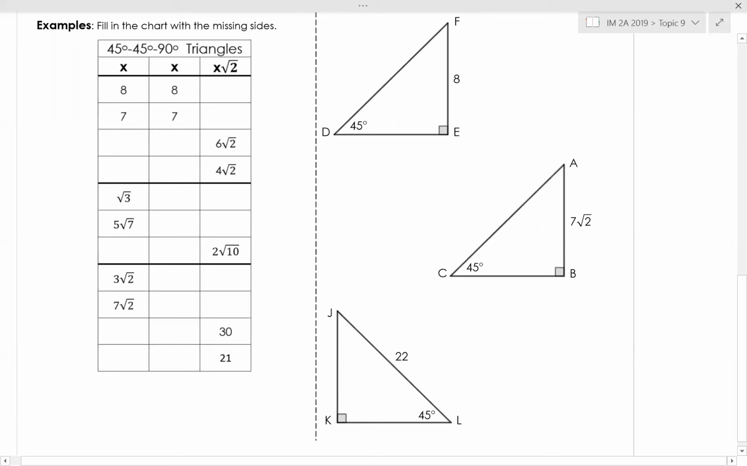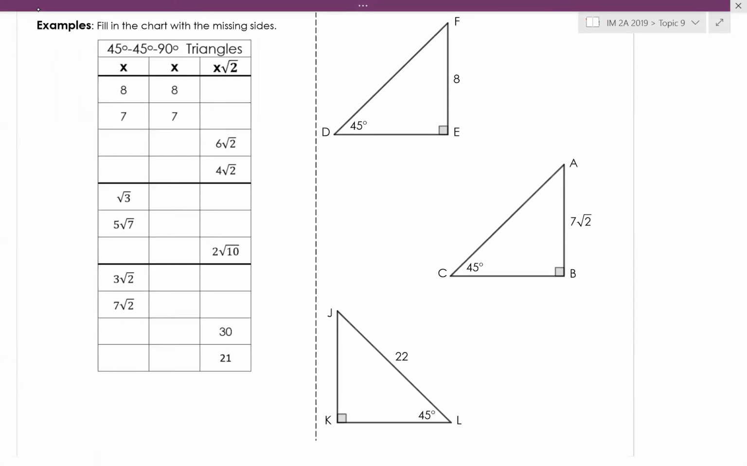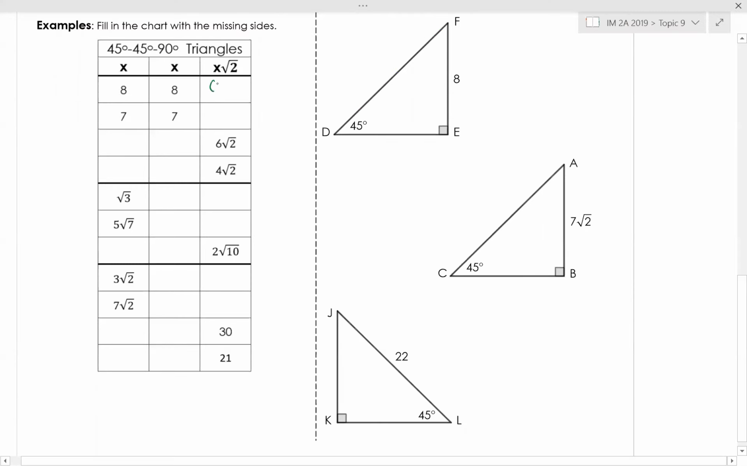So for the first one, we have 8 and 8. So notice that those are under x. So what this tells us is that x is 8. So if x is 8, then x radical 2 is just 8 radical 2. So there's nothing that I really have to do there except look at what is the value of x and be able to plug that in. So then for the next one, I have x is 7. And so that means that x radical 2 is 7 radical 2. Okay, so when I know x, I'm just placing that number in front of radical 2 to find the hypotenuse.